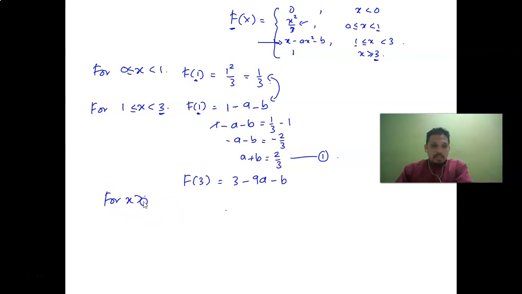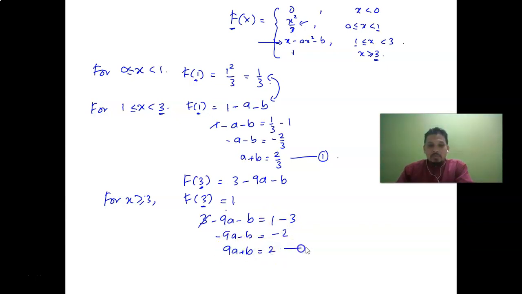For x greater than or equal to 3, f(3), take this value of x and make it equal to 1. And now look at this one here. Both f cumulative at 3 and 3, so we put this together as 1. So 3 minus 9a minus b equal to 1. Then negative 9a minus b equal to 3 minus 3, here 1 minus 3 equal to negative 2. Then 9a plus b equal to 2. Equation 2.